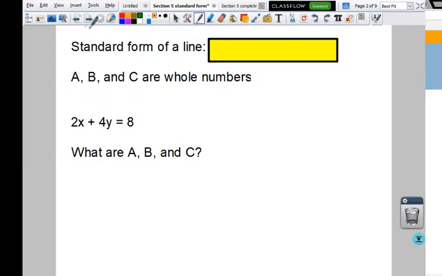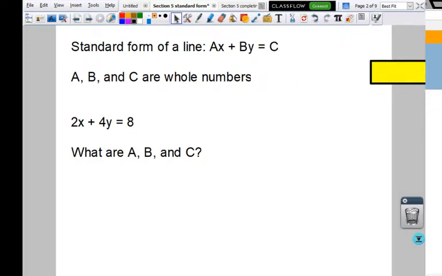Alright, so our third equation we're learning to find, or to represent lines, is called standard form. And honestly, I think it's probably the easiest, but we use it the least. I don't know why that is, but it is. So, standard form looks like ax plus by equals c. That is standard form. Ax plus by equals c. Alright?